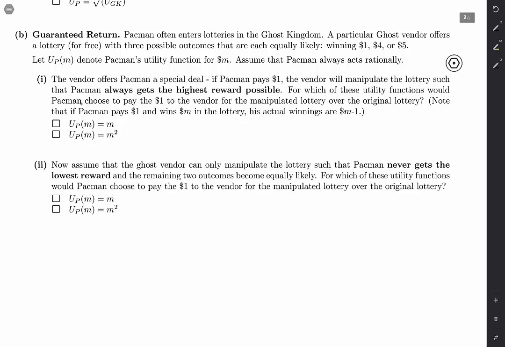Now we look at whether Pac-Man would take a deal on a lottery. So we have this ghost vendor that has a lottery of 1, 4, 5 with equal probability. And we're saying that the utility function can be either m or m squared, where m is the number of dollars won in the lottery. So here there's this deal option. So Pac-Man can pay $1 and will always get the highest reward possible.